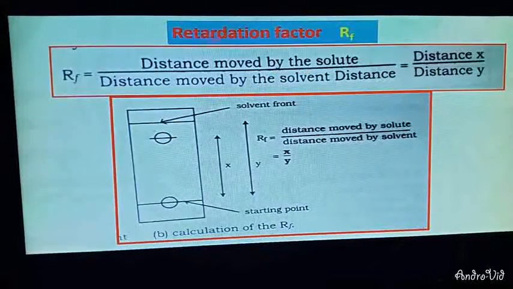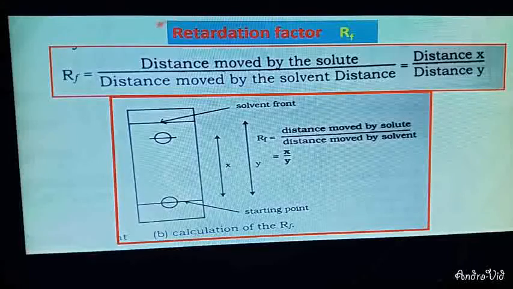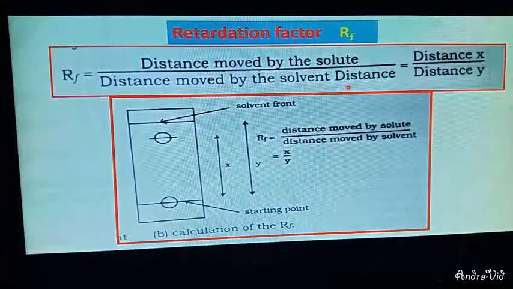So dear students, now I would like to say something about the retardation factor, which is a very important factor involved with the chromatographic technique. This retardation factor is denoted by RF. RF is basically nothing but the ratio of the distance moved by the solute and the distance moved by the solvent, distance x by distance y. X is the distance moved by the solute, and y is the distance moved by the solvent.